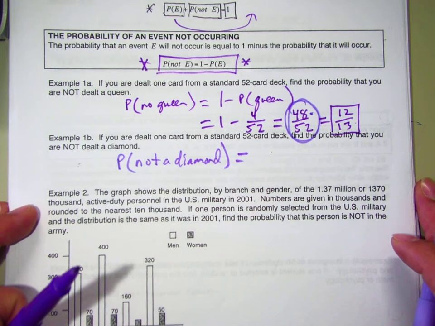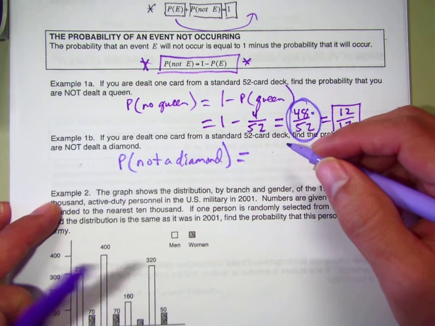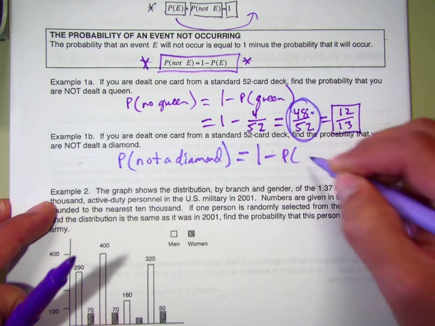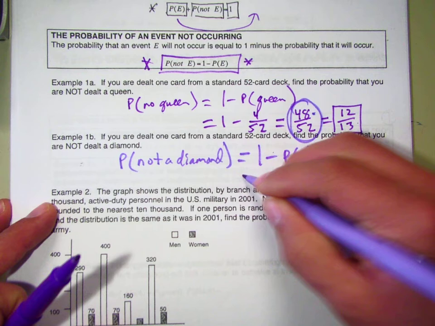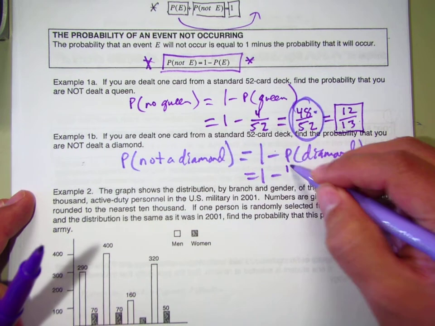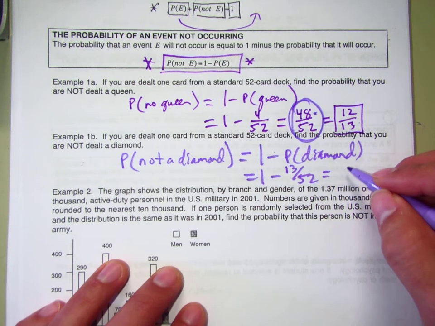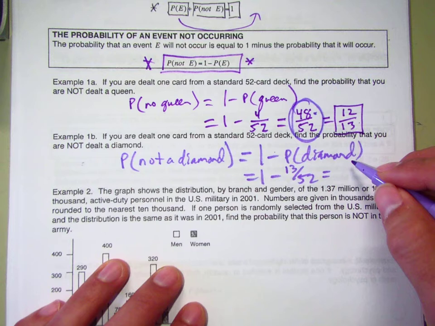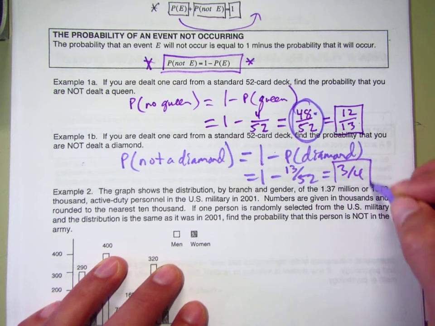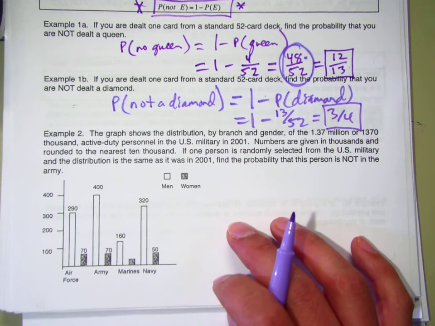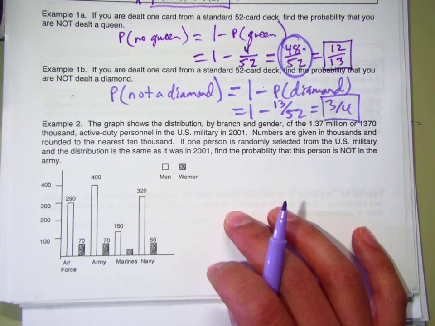So the probability that we don't get a diamond is going to be the same as what? 1 minus the probability that we do get a diamond. How many diamonds are there in the deck? Yeah, 13. So we do 1 minus 13 out of 52. And if you reduce that, you should get 3/4. All right. Read example 2 and try that on your own, please.